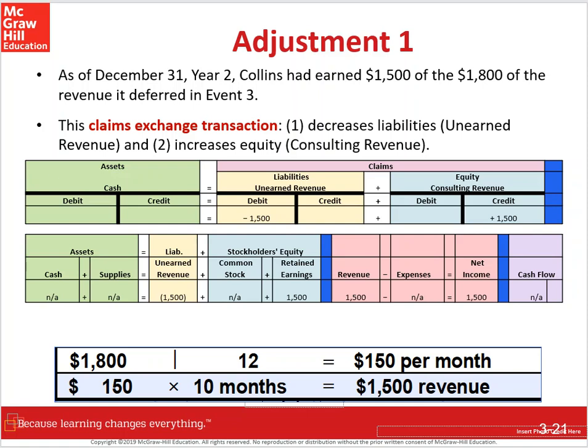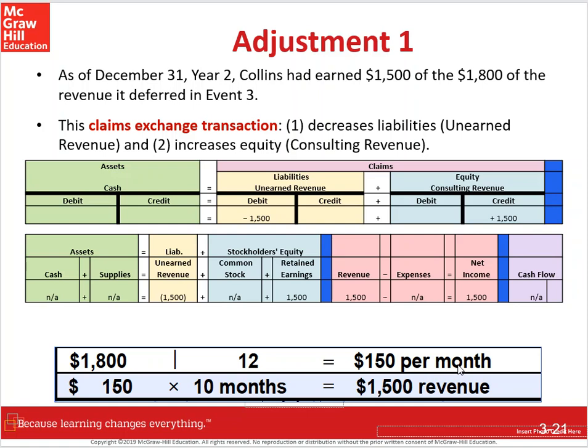All right, adjusting entries. Adjustment number 1. As of December 31st, year 2, Collins had earned $1,500 of the $1,800 of revenue it deferred. Well, look, they did the math for you. That was awfully nice of them, but I can promise you in your homework, in your quiz, on your test, I'm not going to be doing the math for you. So let's take a look at how they got the $1,500. They took the $1,800 of unearned revenue. They divided it by 12 months because there's 12 months in a year, last I heard, and that's $150 per month. Then we need to look at how many months went by.